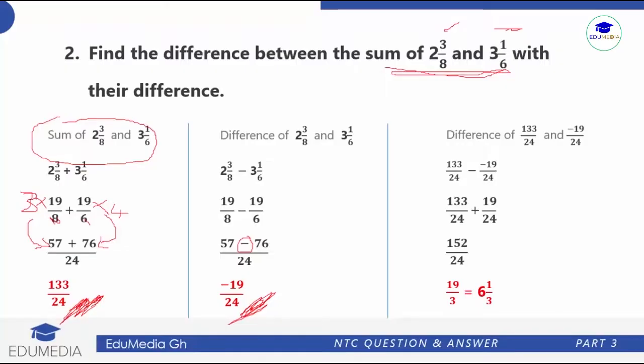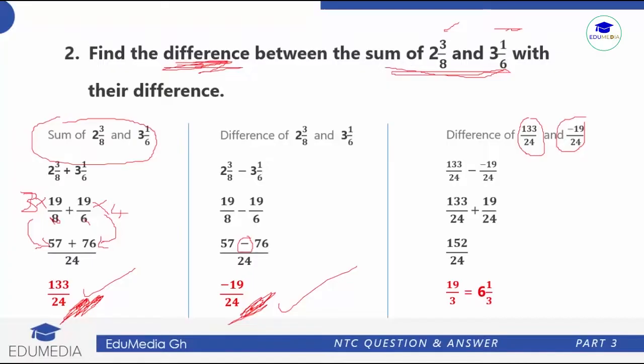After doing the two, we now come to this aspect of the question, the difference between the sum and the difference. So we take this answer from here, and this answer also from here. Now we are taking the difference of them. So 133 over 24 minus negative 19 over 24.